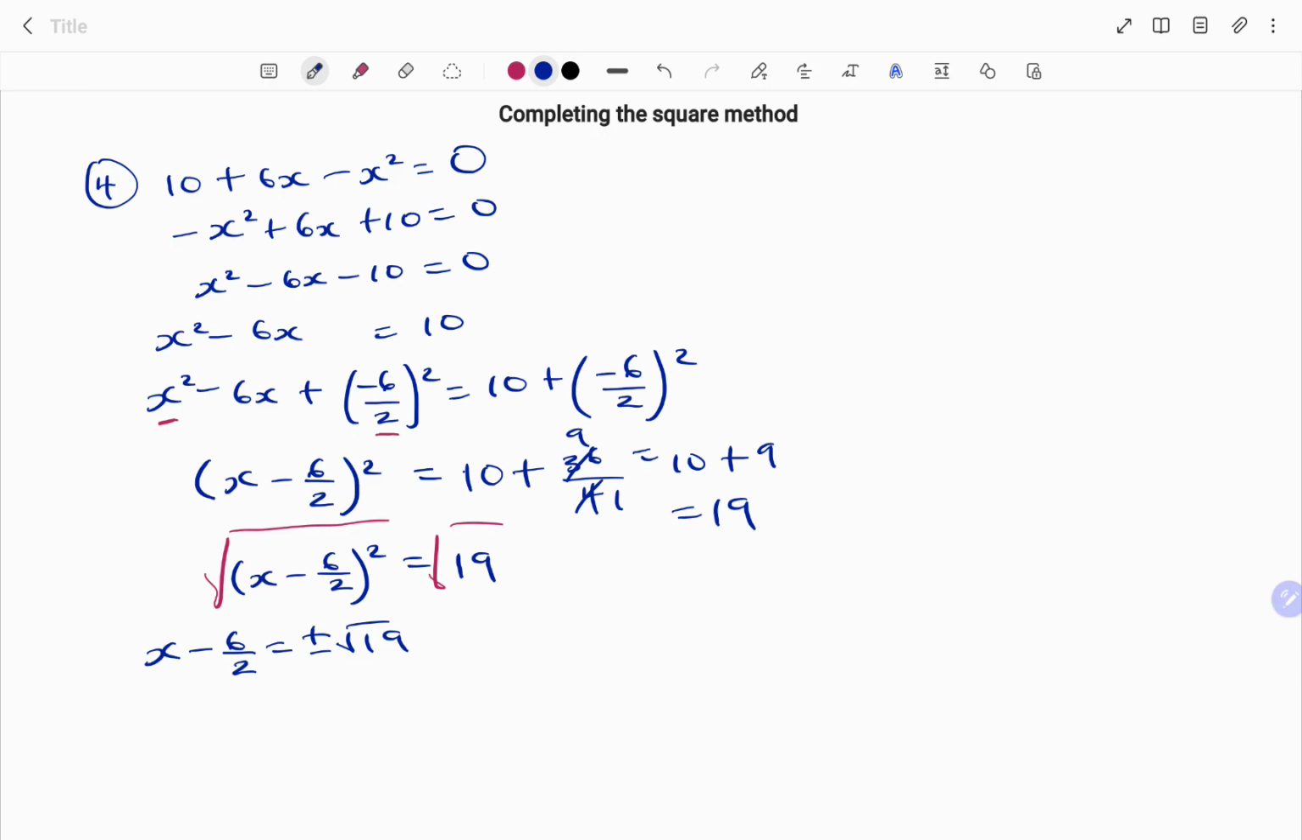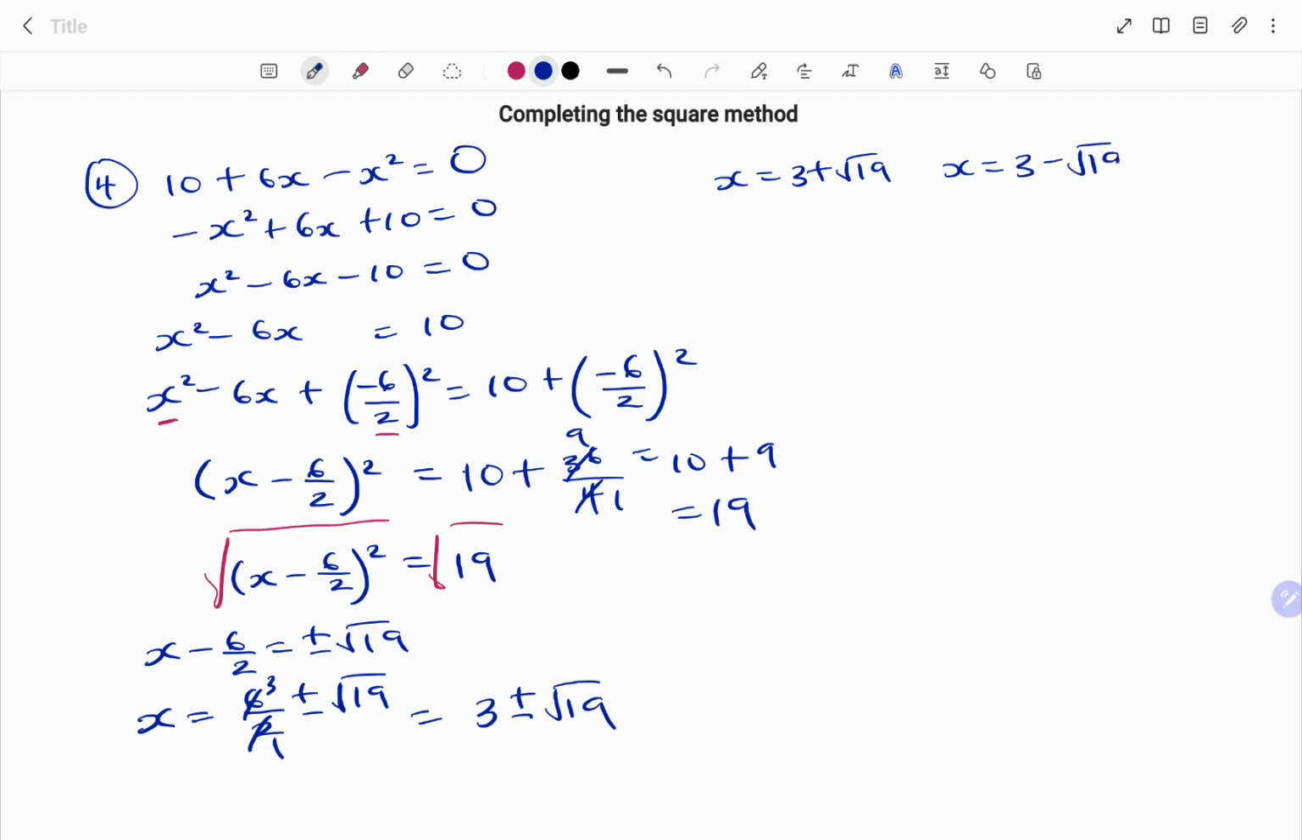If I take 6 over 2 to the other side, I'm left with x equals 6 over 2 plus or minus square root of 19. 6 over 2 here is 3. So x equals 3 plus or minus square root of 19. If I rewrite that, I'm going to have x equals 3 plus square root of 19, or x equals 3 minus square root of 19. And that is leaving it in the surd form.